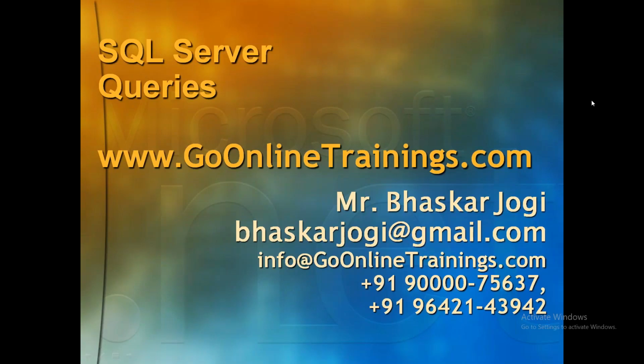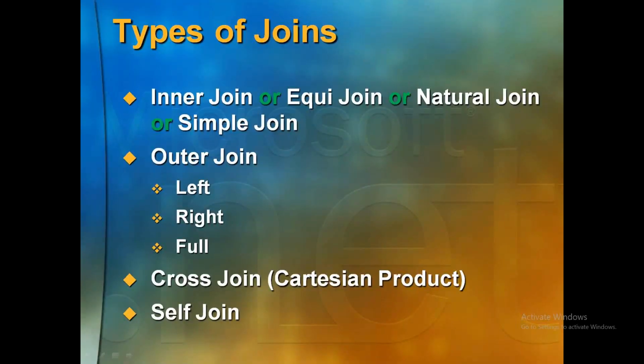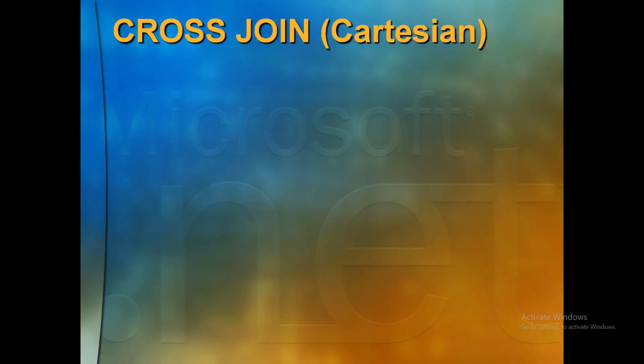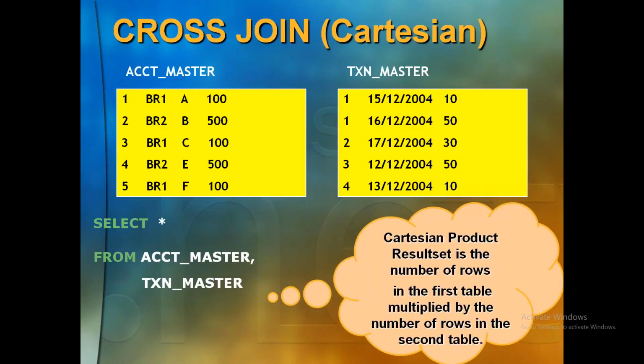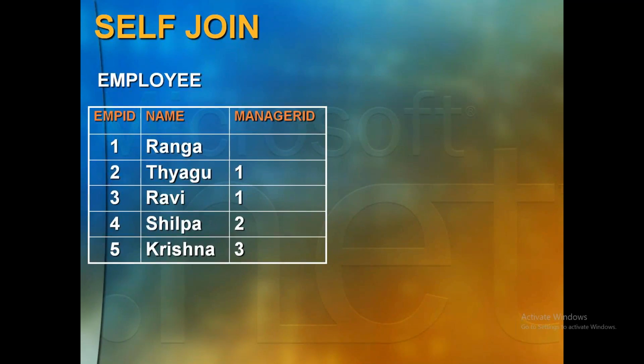So, we are talking about joins, right? So, what is the inner join? What is the outer join? What is a cross join? We had discussed, right? So, today let us talk about what is self join. Okay, so cross join we had seen in yesterday's class, right? And today I'm going to be discussing about self join.